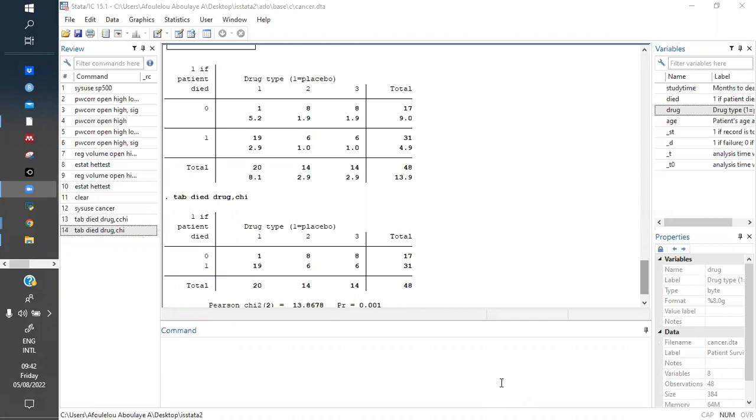Yeah, we are going to learn how to do chi-square test.